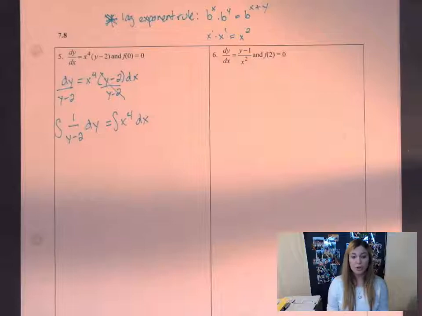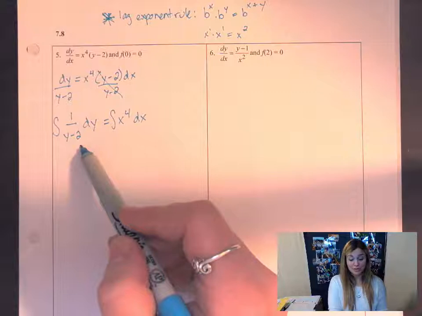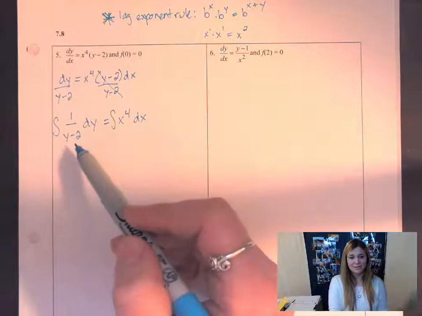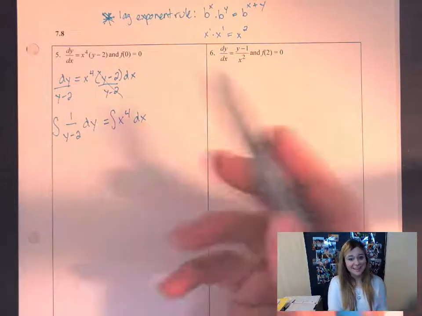Think about what is the antiderivative for 1 over y minus 2. Many of you might have said, well, this is y minus 2 to the negative first power. Add 1 to my exponent, divide by my new exponent. Ah, you can't divide by 0. When in doubt, natural log.